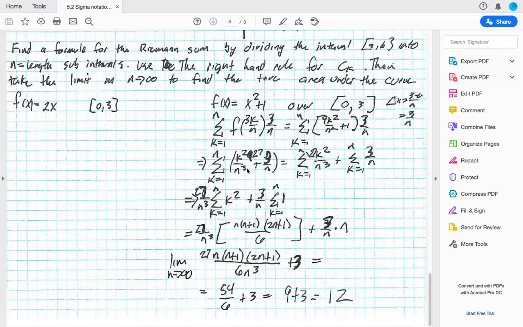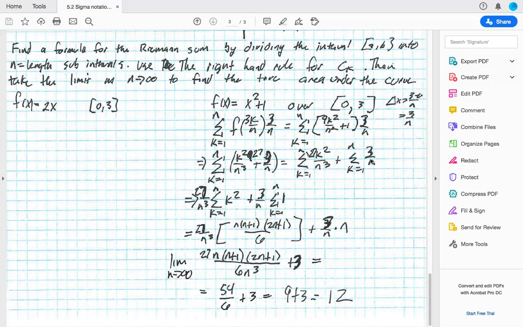So we have the sum of two things. So we're going to break the sum into two pieces. So we're going to take the sum of the first piece. So we have the sum of k equals 1 to n of 27k squared over n cubed. We take the sum of this plus the sum of k equals 1 to n of 3 over n.